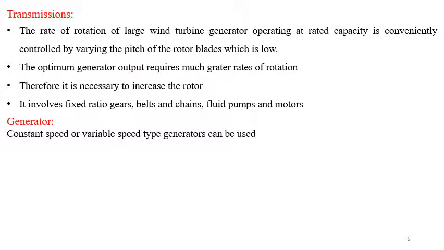transmission. Next is the generator. This is a very important component of a wind energy conversion system, where constant or variable speed generators are a possibility, but variable speed units are expensive and unproven, okay. So among the constant speed generators, synchronous, induction and permanent magnet type constant speed generators are used.